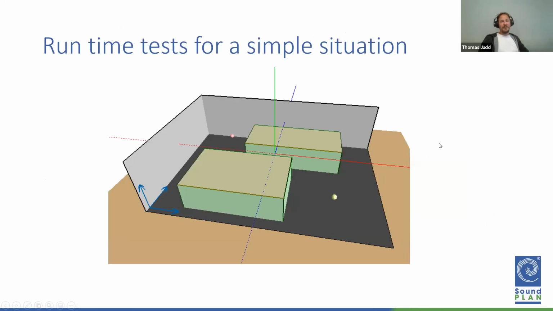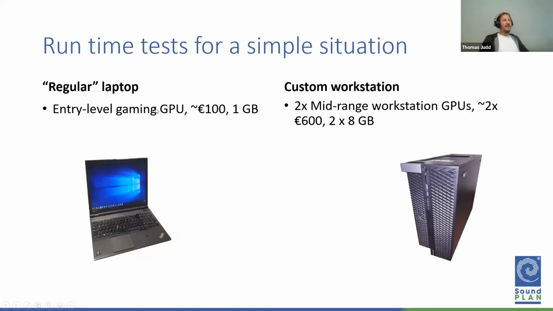So just to give you an example of what might be done, a quick example situation, and I'll do some runtime tests for this very simple situation. It's just an acoustically hard hall with a couple of boxes and the like. Fairly simple. I'm just going after sound levels here. And I'm comparing my regular laptop with a so-called entry-level gaming GPU, known for about €100, and the custom workstation, which was fitted out with a couple of mid-range GPUs with considerably more memory.